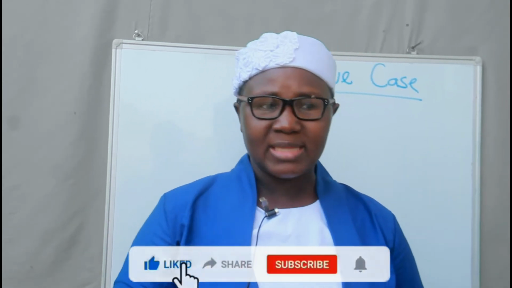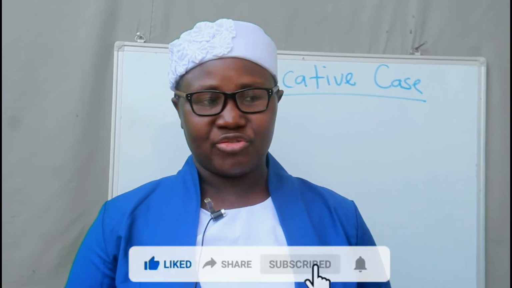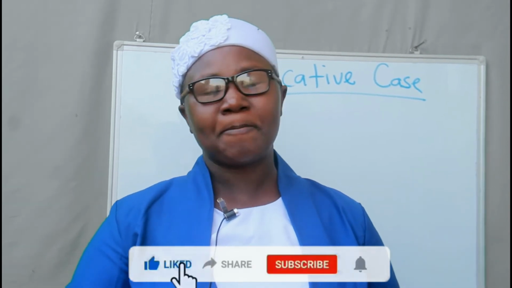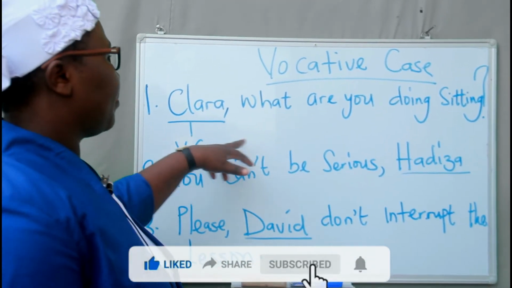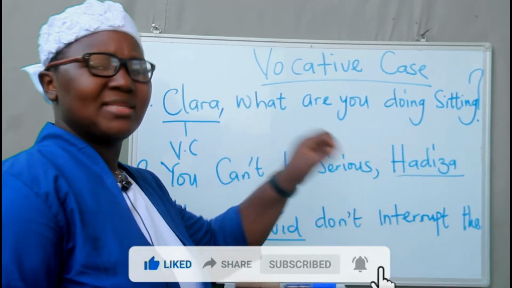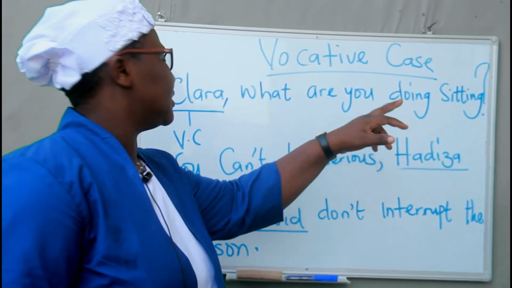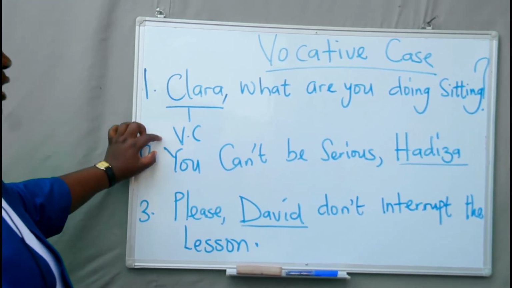Let's take some examples to clarify this definition. When addressed, the noun is said to be the vocative case. It is also called nominative of address. We'll take some examples to illustrate this case. Some of the examples include: Clara, what are you doing sitting? Here, Clara is being addressed. She is the vocative case.